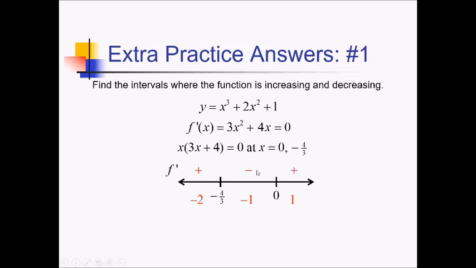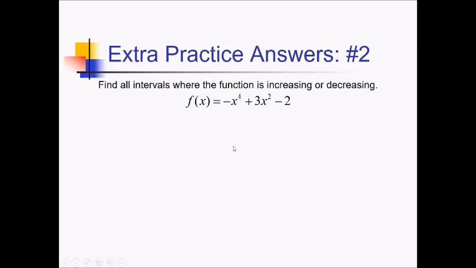Now I can figure out increasing versus decreasing. Since f prime is positive in the first and third intervals here, I can say that f is increasing from negative infinity to negative 4/3, union 0 to positive infinity. And since f prime is negative on this middle interval, we know that f is decreasing from negative 4/3 to 0.